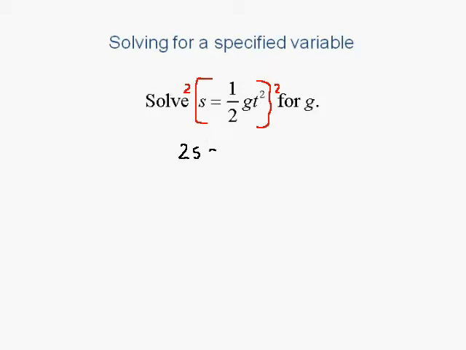So 2 times S equals GT squared. 2 times a half will give us 1. The 2's will chop out. Now, how do I get G by itself? Well, let's focus in on this guy. That's what the first frame said to do. We've got to get rid of T squared.